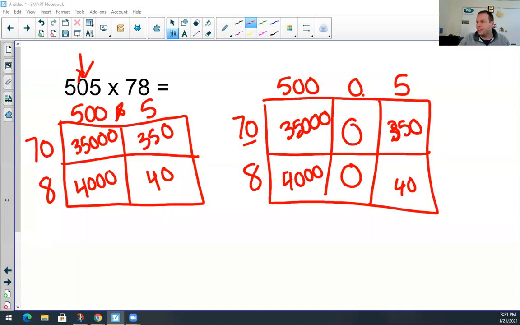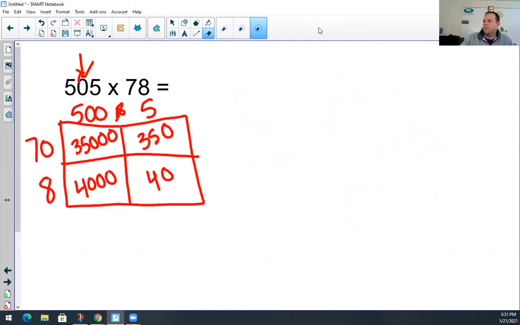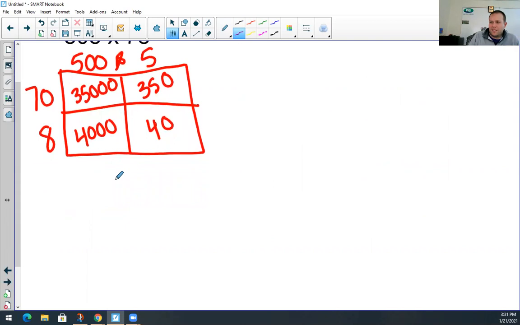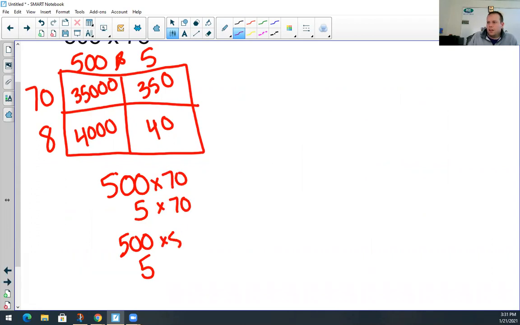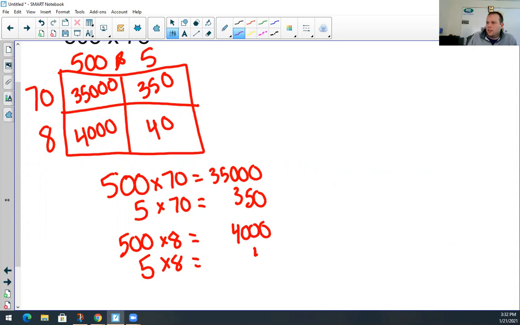Okay, I am back, and we did the area model there. I'm going to erase this to give myself some room for the other two. 505 times 78. I would do the same thing for partial products. 500 and then 5, and multiply that by 70 and by 8. 7 times 5 is 35 with 3 zeros. 5 times 7 is 35 with just 1. And then 5 times 8 is 40 with 2 zeros, would be 4,000. And that would just be 40.